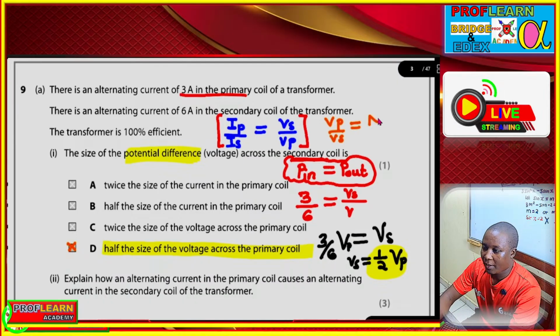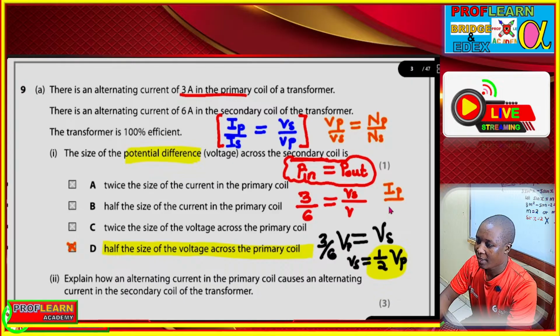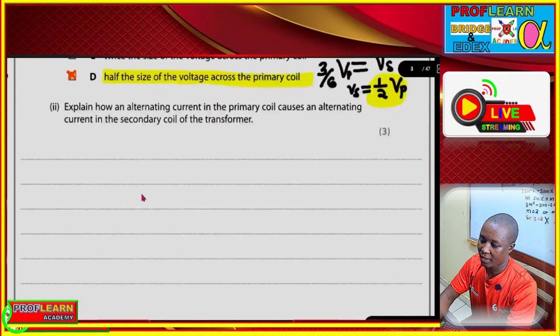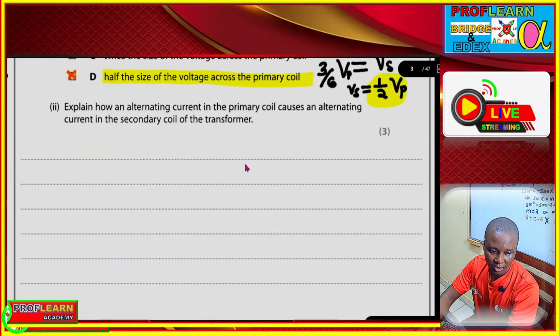All right, and the next part, another formula that you really need to remember as far as this area is concerned is voltage primary coil over voltage secondary coil is equal to the number of turns in the primary coil over number of turns in the secondary coil. All these formulas, they are provided, so we are not going to cram these formulas in order to answer them.